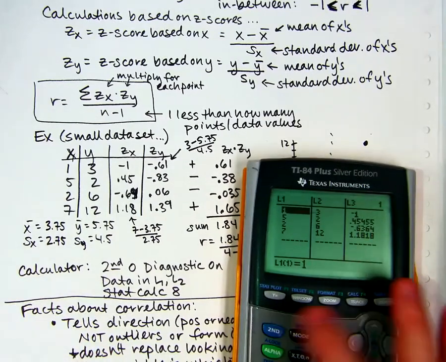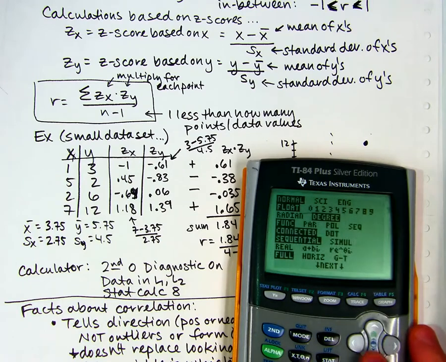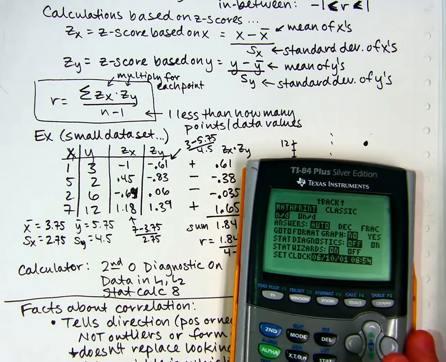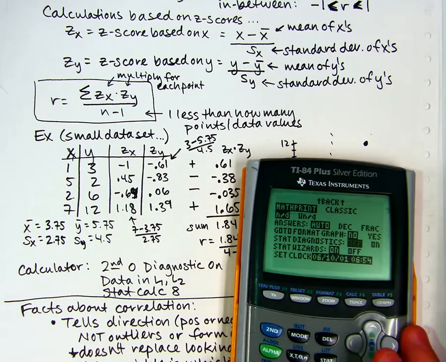So if you go to mode, and then further down on this list, there is a stat diagnostics on or off. That's only on the newer calculators like the TI-84 Plus, but probably not the TI-83. You can turn it on there, and right now I have it off, but I want to turn it on.